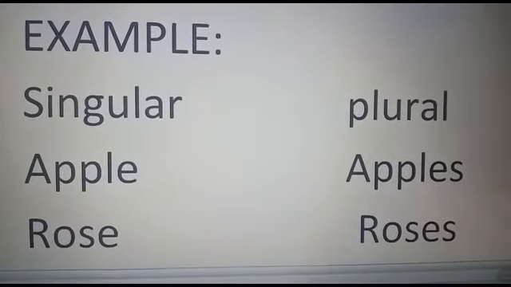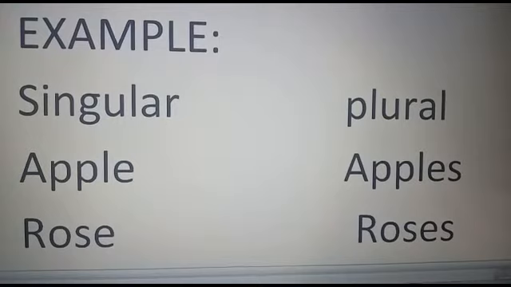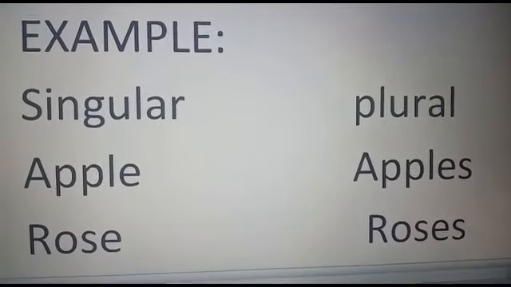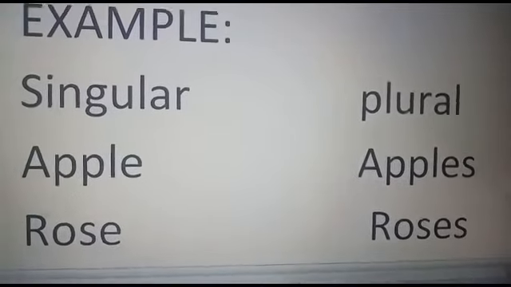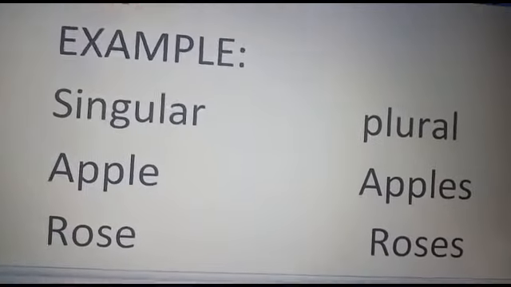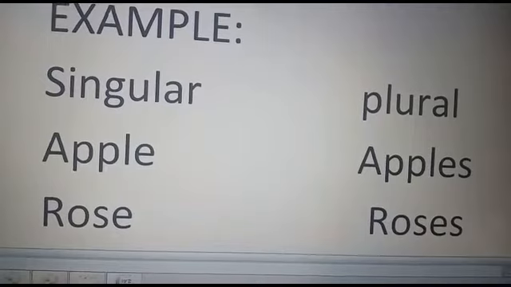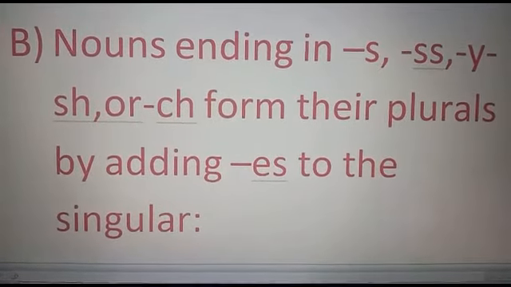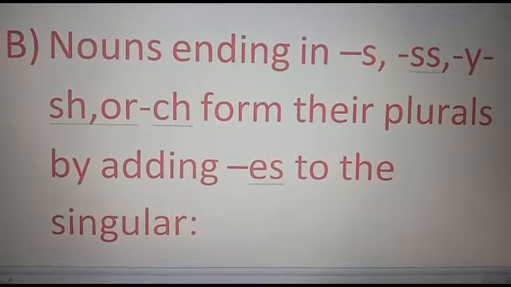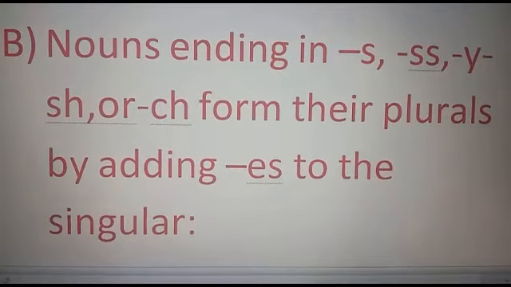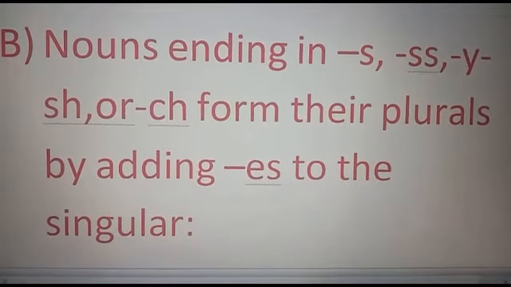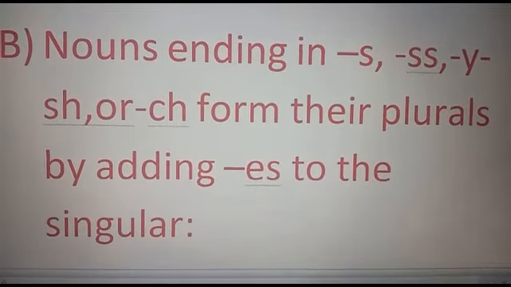Let me just write it for you. Say bag. When you're converting it into the plural, it will turn into bags, okay? Toy, toys. So you're just adding an S to it, okay? I hope it's clear. Okay, the next type is the nouns ending in S, double S, X, SH or CH. They form their plurals by adding what? By adding ES to the singular.